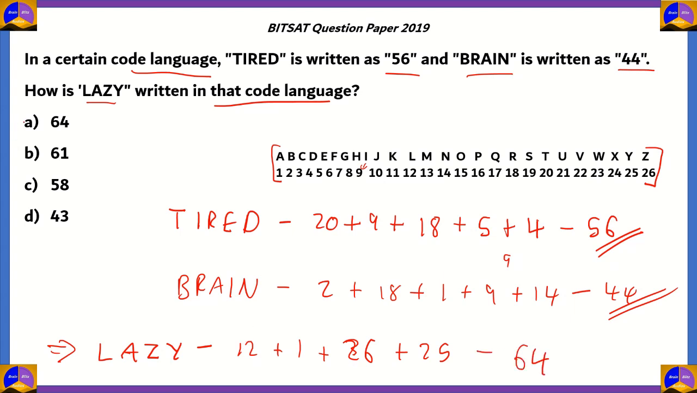So therefore, the option that gives us the correct code for lazy is option A. Option A, 64, is the correct answer. B, C, and D are incorrect because they are the incorrect sums of the positions of the letters. So option A, 64, is the correct answer.